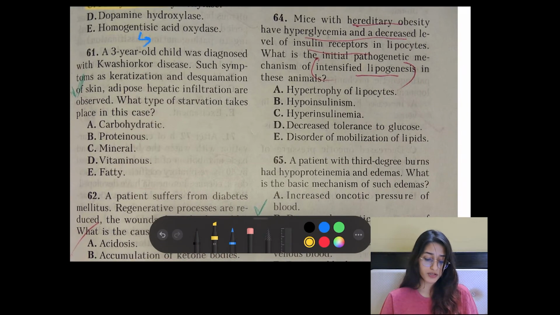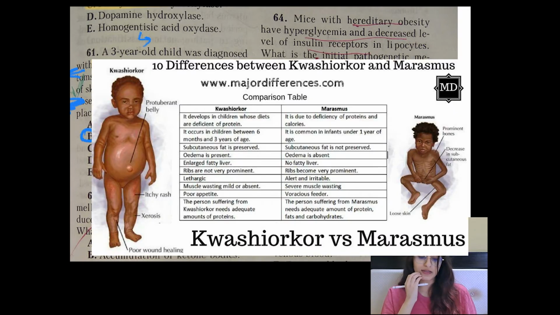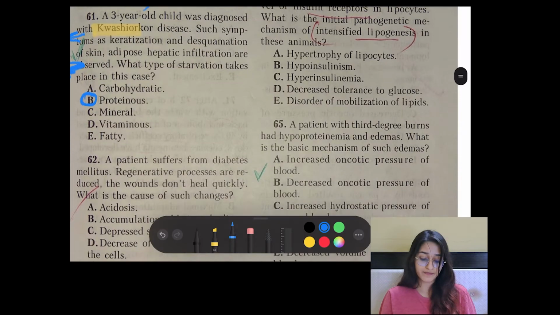61. A 3-year-old child was diagnosed with kwashiorkor, and such symptoms as keratinization, desquamation of skin, adipose and hepatic infiltration are observed. So, you should remember the question as well. Sometimes they will ask you something from the question, and that would be given in your ministry book itself. So you should remember all the symptoms of kwashiorkor. So this is basically protein starvation. I'll insert a picture for difference between kwashiorkor and marasmus. So have a look at it.